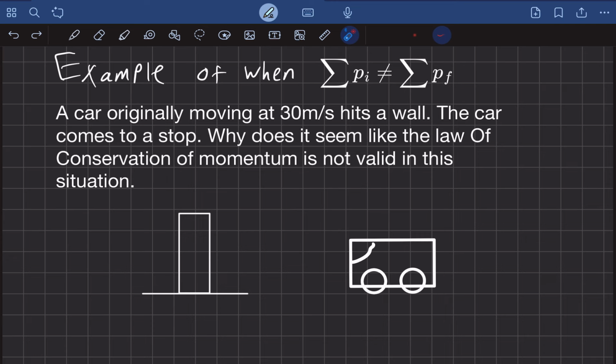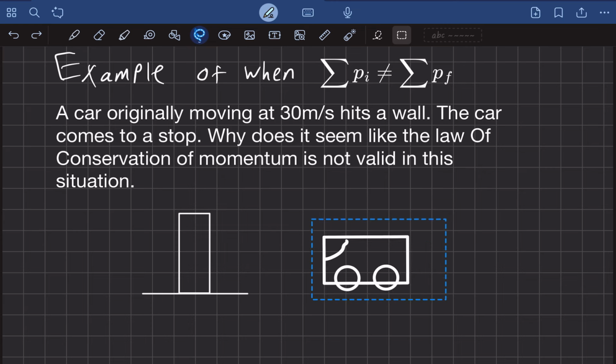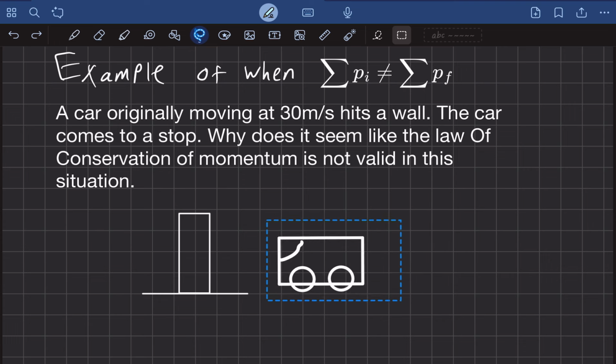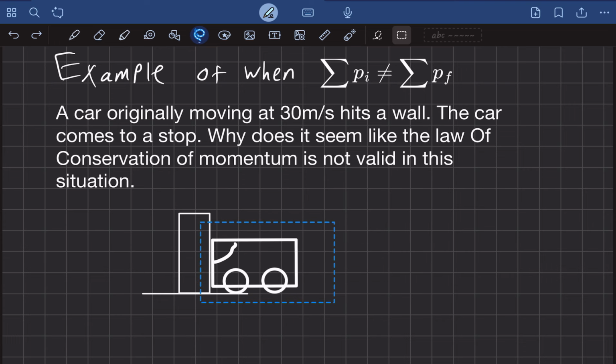Let's take a look at another example when the sum of momenta initial does not equal the sum of momenta later. So let's say we have a car. The car is originally moving at 30 meters per second. This car is going along, it's moving at 30 meters a second, and eventually it hits a wall. The car comes to a stop. Might crush a little bit, but ultimately the car does come to a stop.